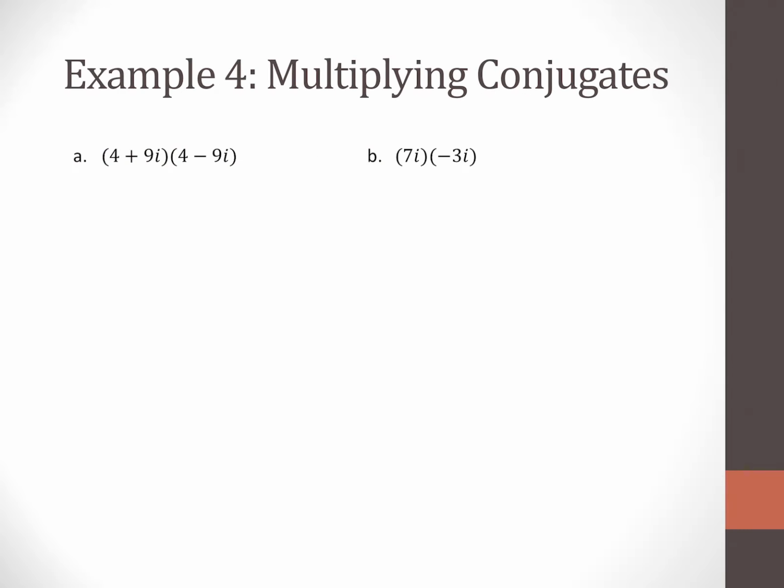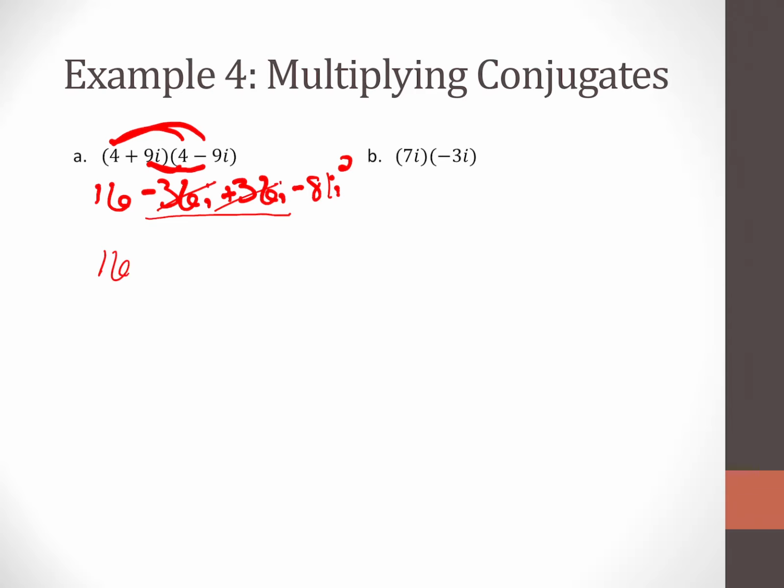So if we look at an example of that, we'll use it when we're dealing with dividing. So again, here we're going to multiply again. 4 times 4 is 16. 4 times negative 9i, negative 36i. In the middle, I get positive 36i. And 9i times negative 9i would be negative 81i squared. So if you look in the middle right here, the same thing, different signs, so they cancel. So I have 16, and this minus 81i squared would become plus 81. Add those together, and we get 97.